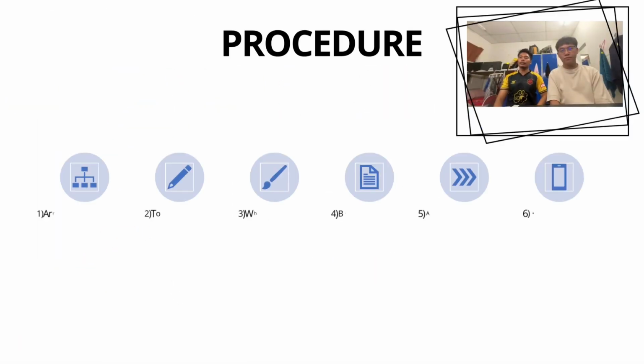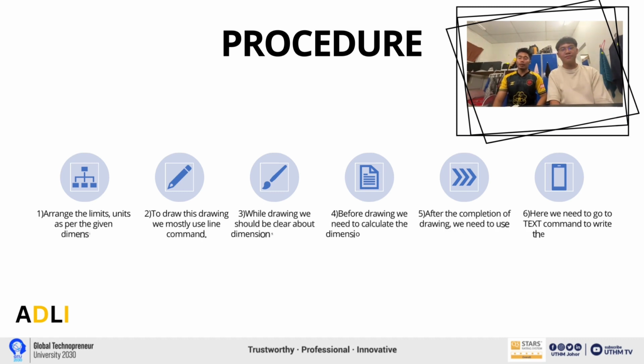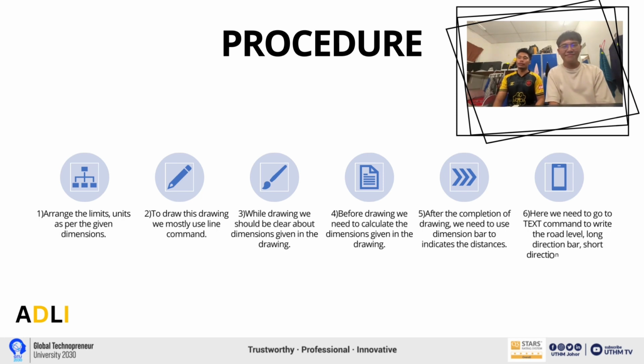There are procedures given to do the AutoCAD, so I will briefly explain the procedure. First thing first, you have to arrange the limits or units as per the given dimensions, and secondly you draw the drawing, where we usually use the line command. Thirdly, while drawing we should be clear about the dimensions given in the drawing so we do not make errors that can disrupt the drawing.